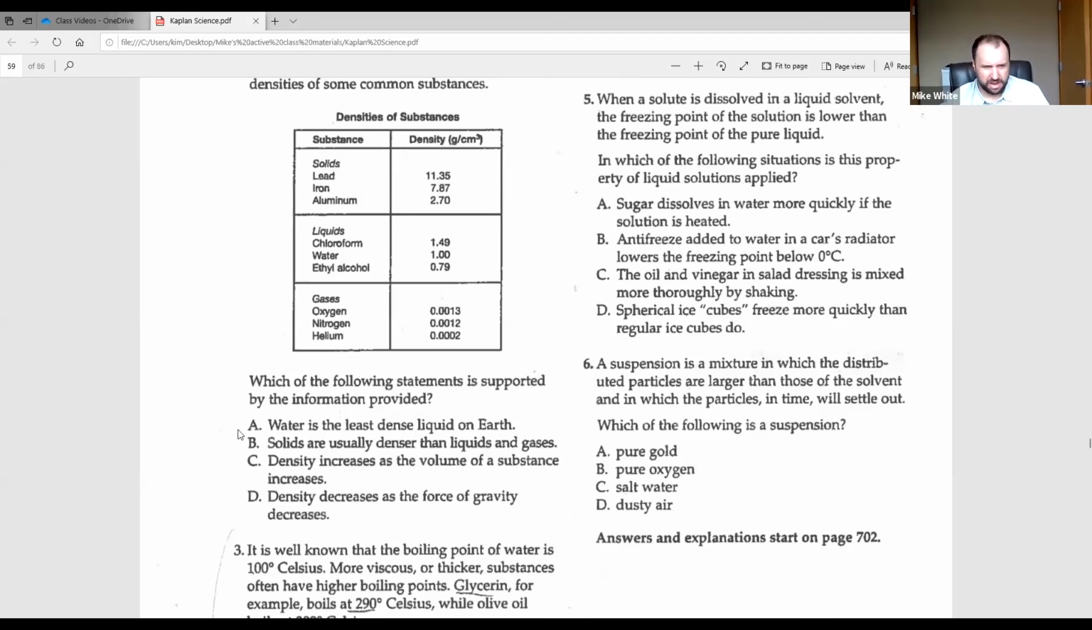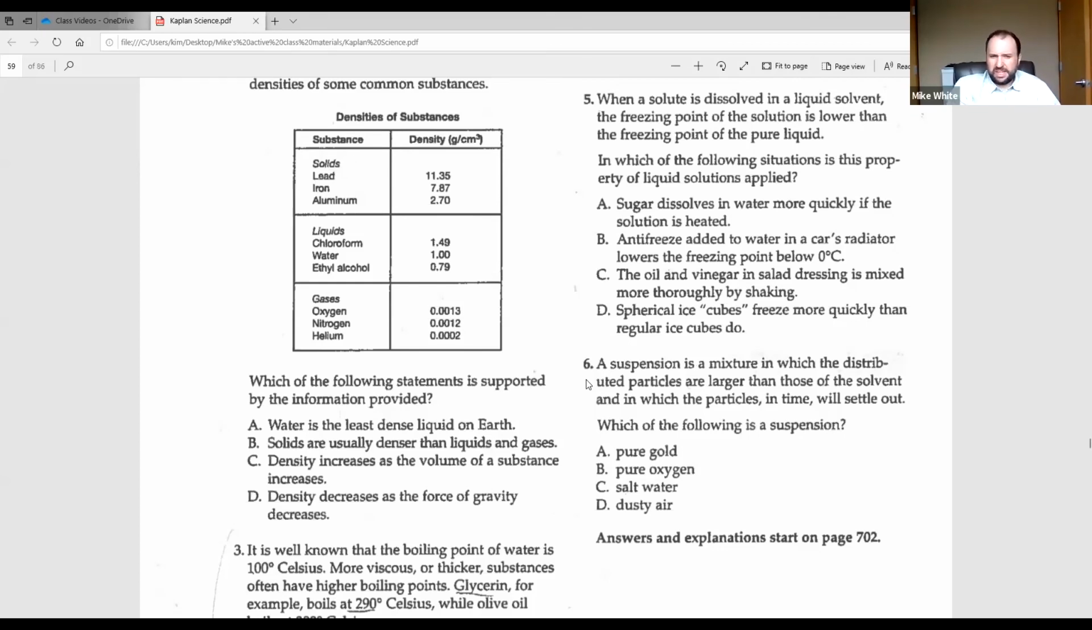A, throw it out. B, solids are usually denser than liquids and gases, okay? Up here, solids have a higher density. The liquids that they've given us have a lower density, and gases have an even lower density. So B looks to me like it's the right answer. Let's make sure that we're not missing something.